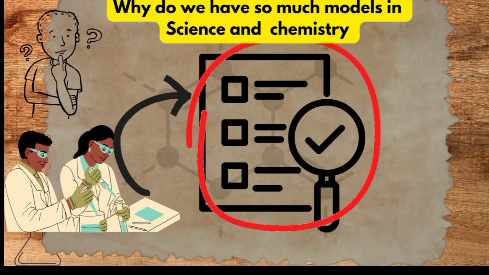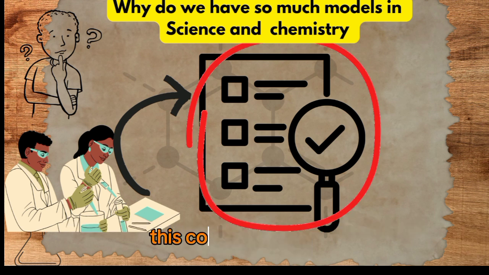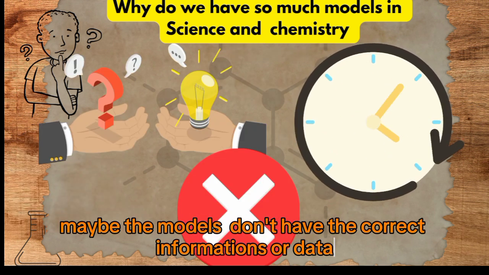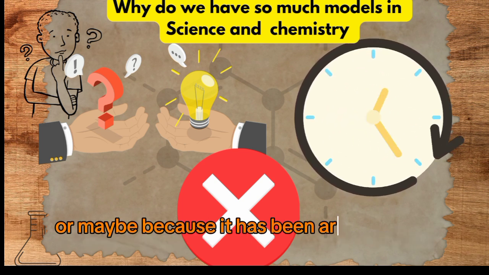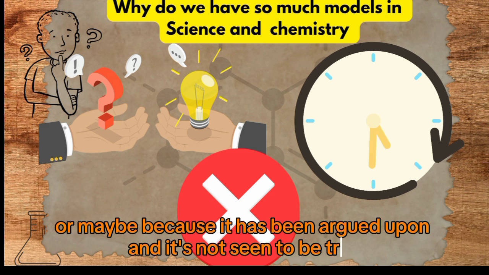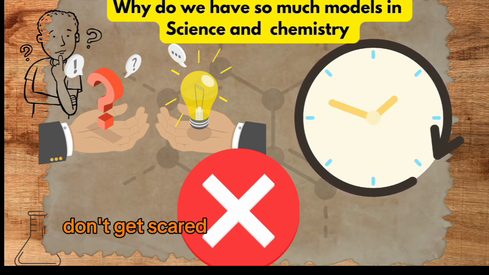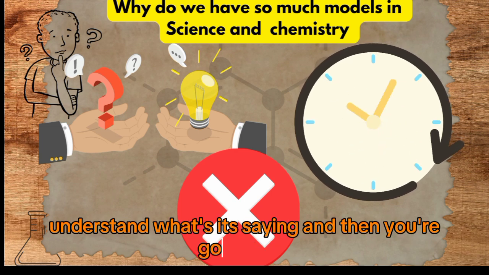In chemistry especially, there are lots and lots of models. This could be because the models don't have the correct information or data, or maybe because they have evolved over time, or maybe because they have been argued upon and are not seen to be true. So next time you're reading a chemistry book, don't get scared, don't get intimidated by models, understand what it's saying, and then you're good to go.